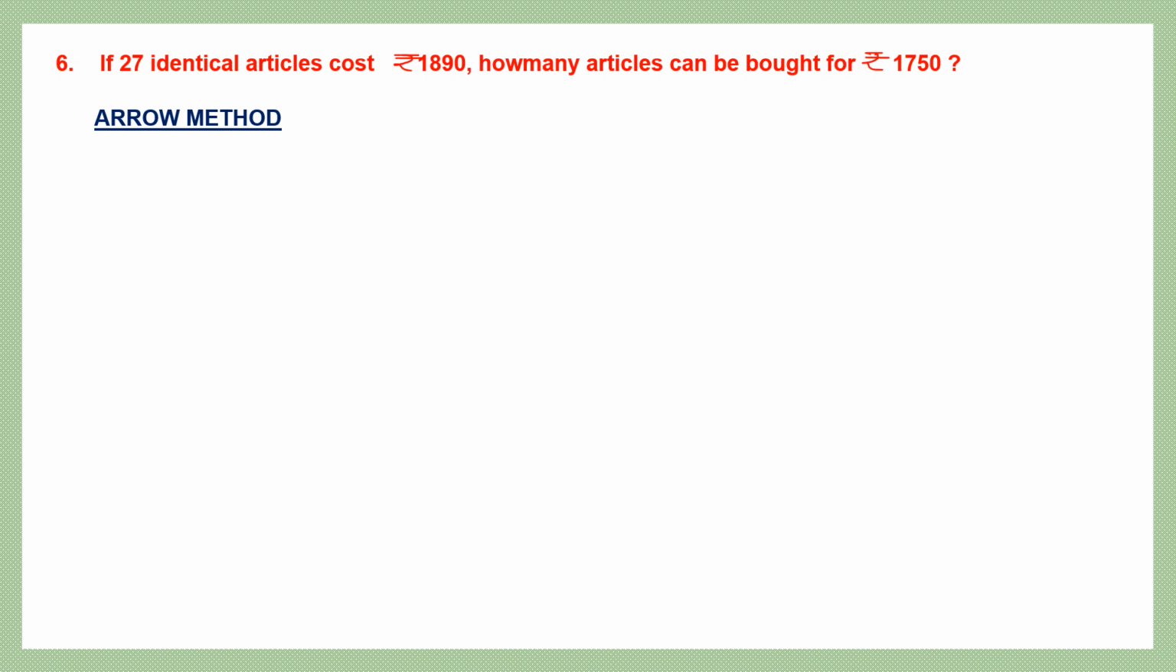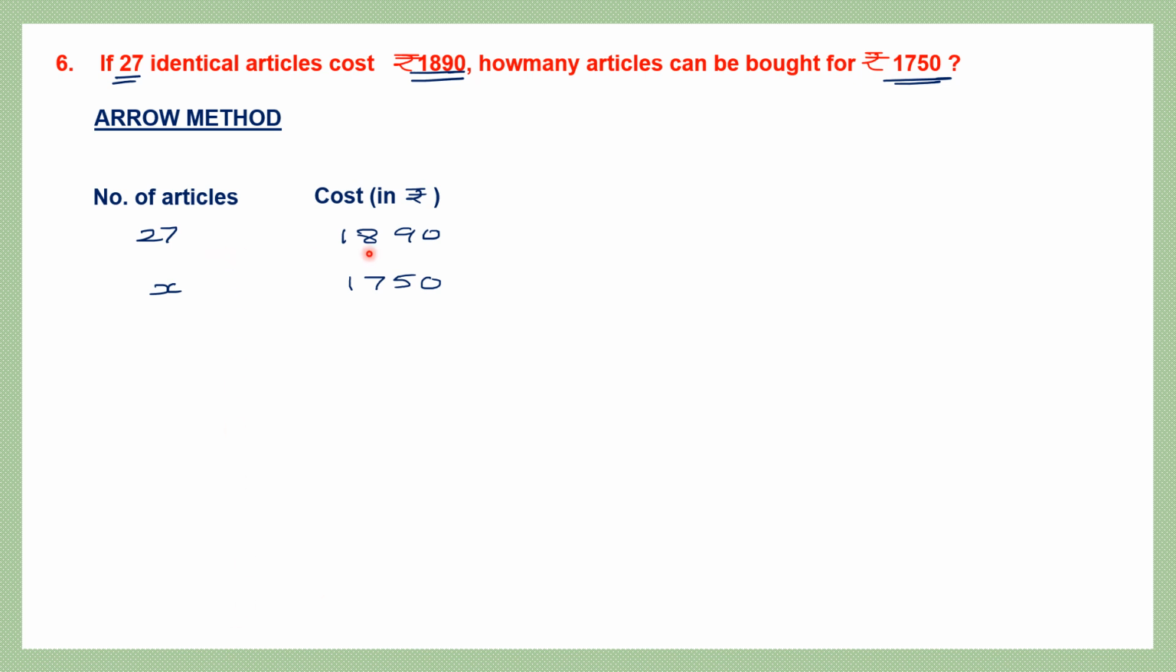So here we have the arrow method. Now we are going to look out for the columns. To make the columns, let's look at the first number. It is 27 articles, so we can say number of articles. For the second column, look at the next number. 1890 is the cost, so cost in rupees. So we have 27 articles and the cost is 1890. Then we have again the cost here, that is 1750. So now we have to find the number of articles, that is going to be x.